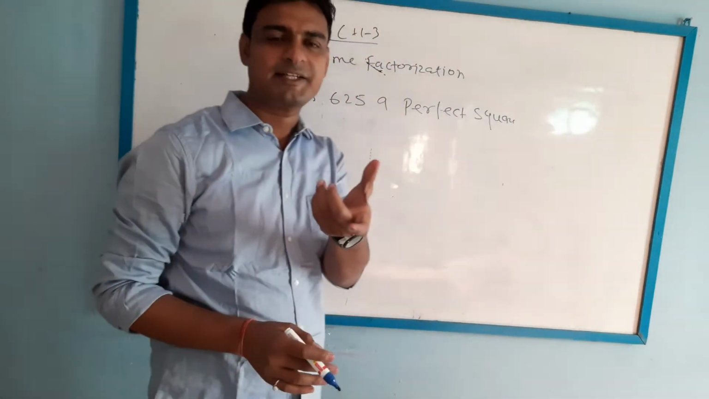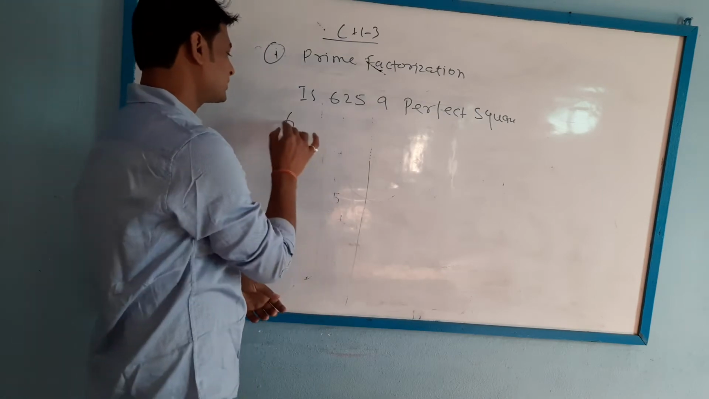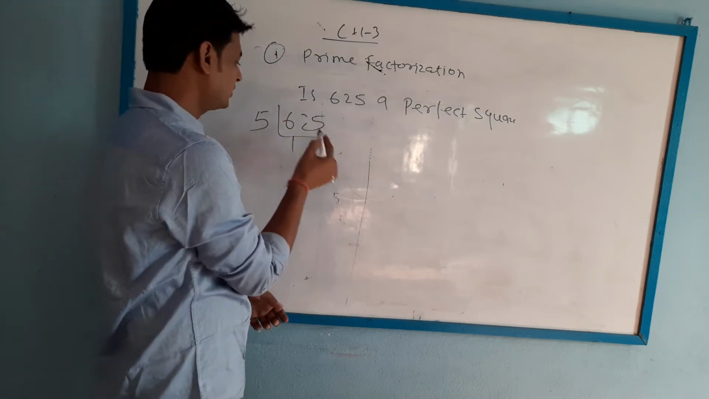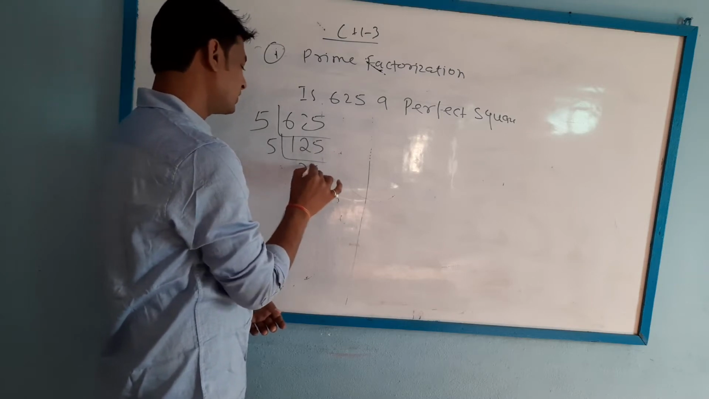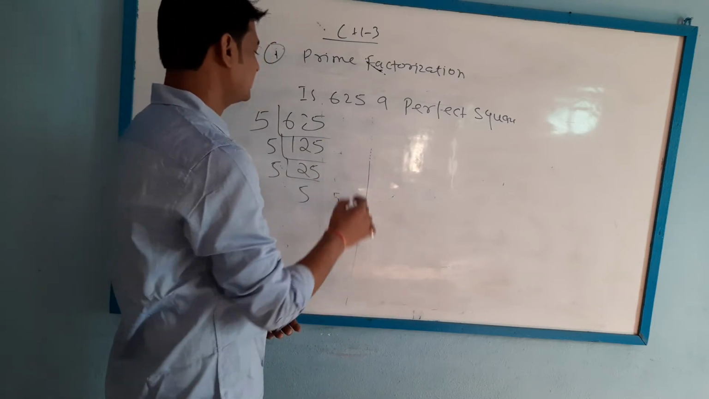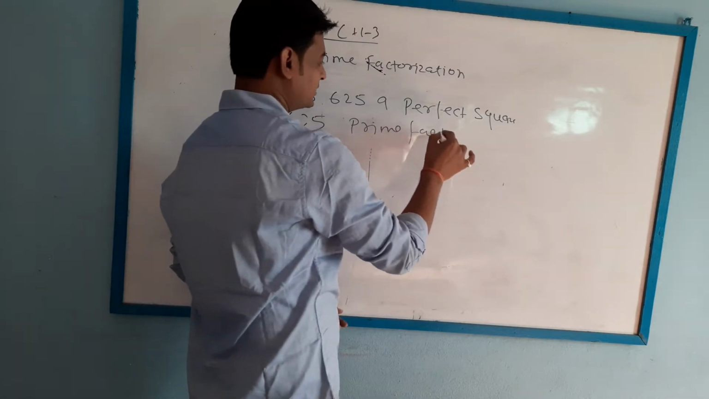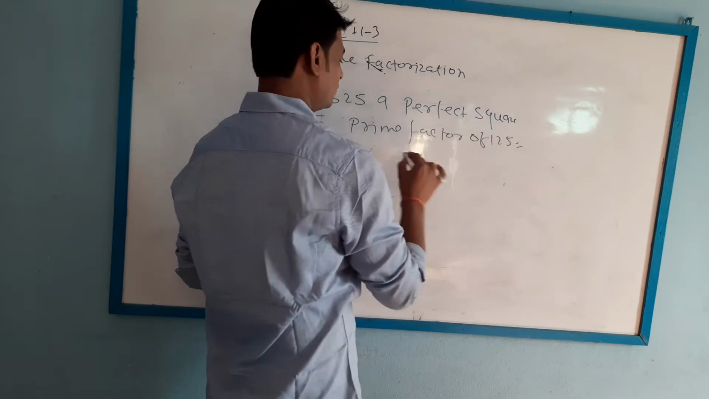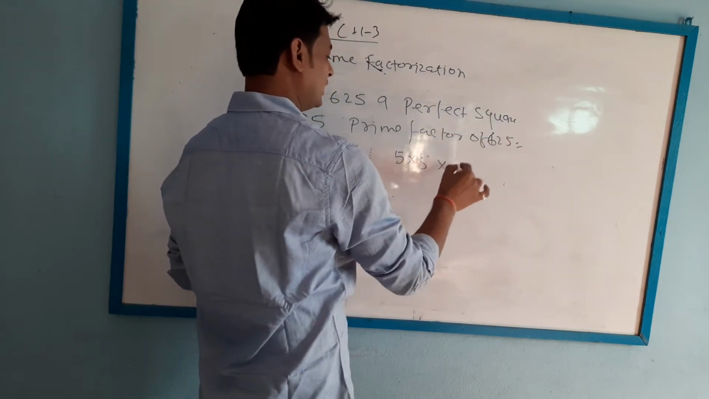So what is the prime factorization method? We have to convert the number into its prime factors. So 625 is the number, 5 divided by 5, we will get 125. 5 twos are 10, 25, 5 fives. So by using prime factorization, the prime factors of 625 are 5 into 5 into 5 into 5.